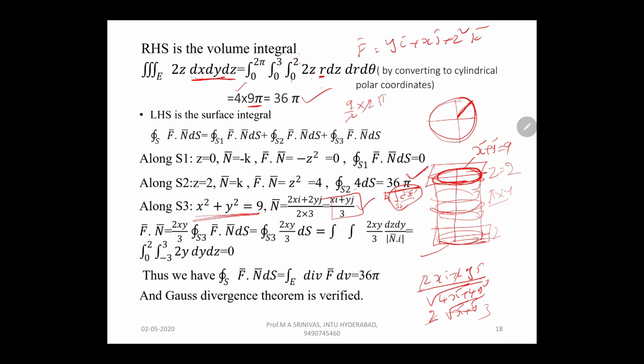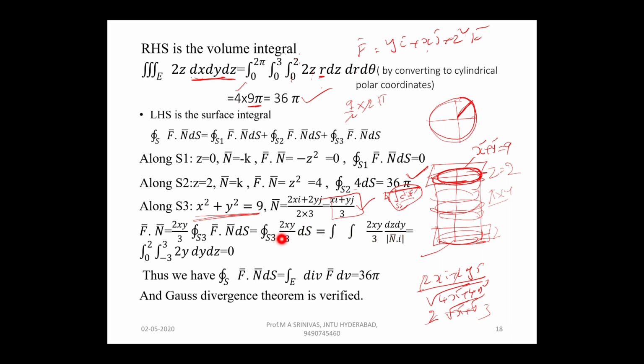What is f bar dot n bar? n bar you know, f bar you know. F bar dot n bar is anyway 1 by 3 is there. Y into x, x into y. So the dot product of these two, 2xy by 3, that is f bar dot n bar. Therefore, I need to find out the integral over S3 of f bar dot n bar, that is 2xy by 3 ds.